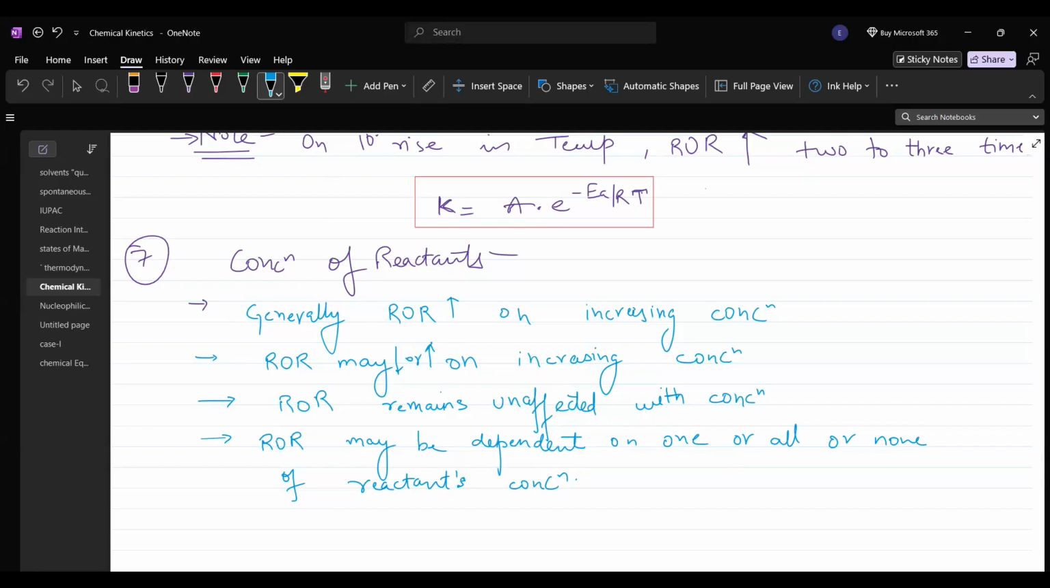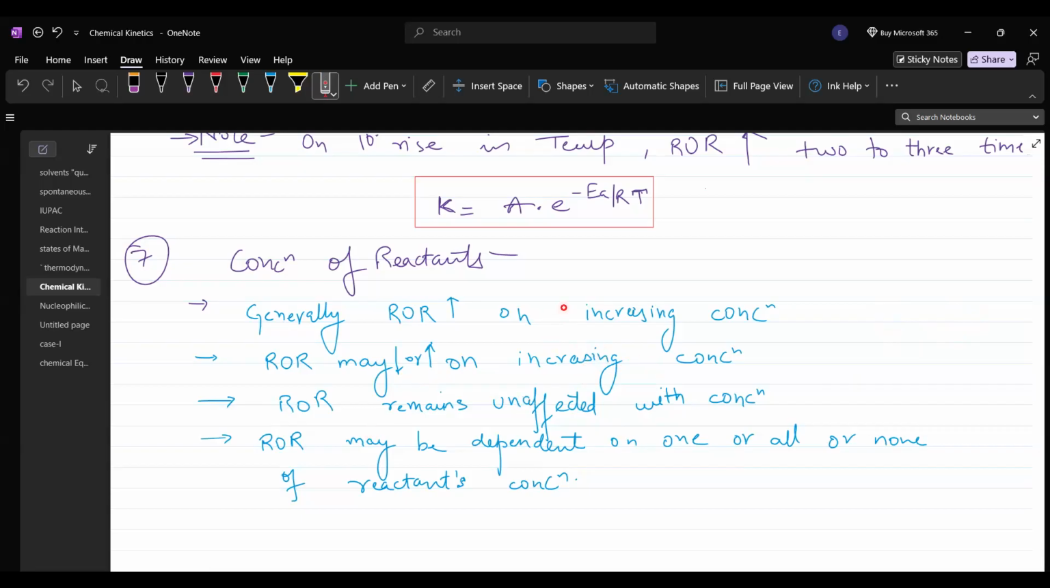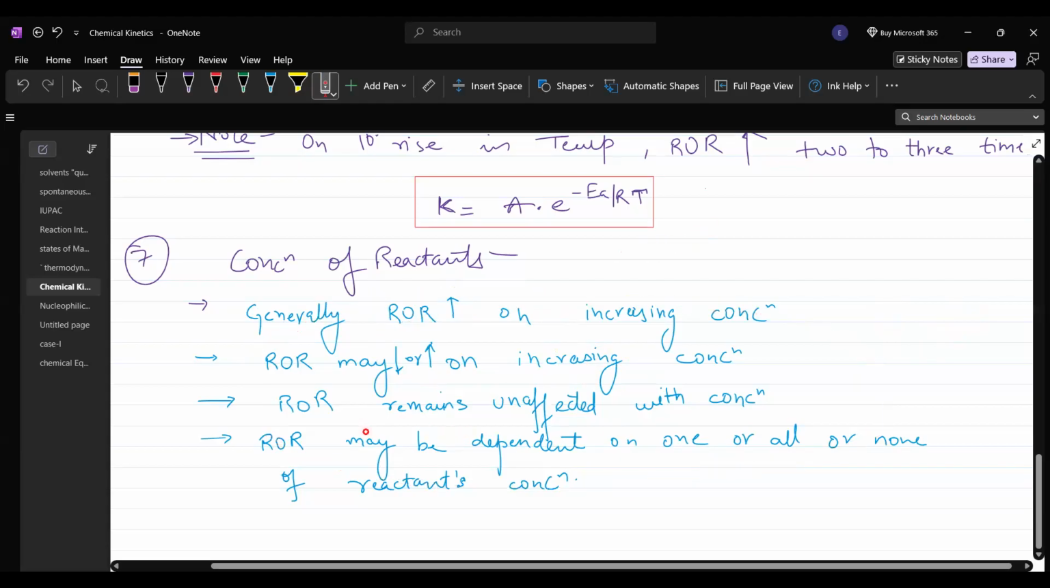Yes, sir. Okay. So what we can see here, what I have written, is that generally the rate of reaction increases on increasing temperature and increasing concentration. But this is not always true. That is why we have taken different cases, like the rate of reaction could decrease on increasing concentration, meaning they are inversely proportional. As we increase concentration, the rate of reaction decreases. Okay. These things which we have written here are observed experimentally.